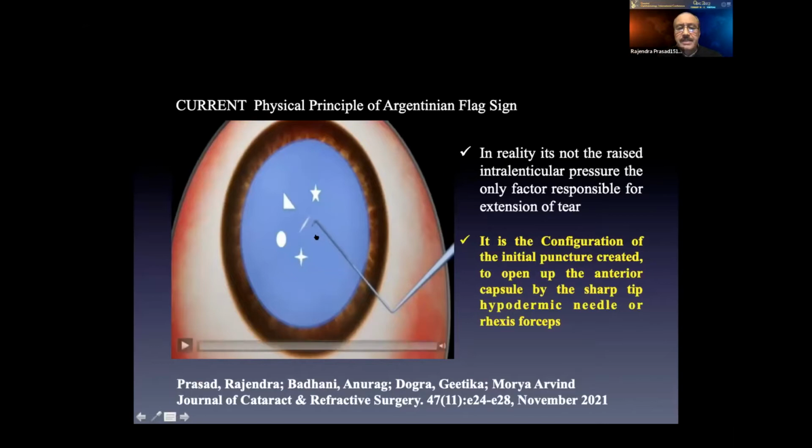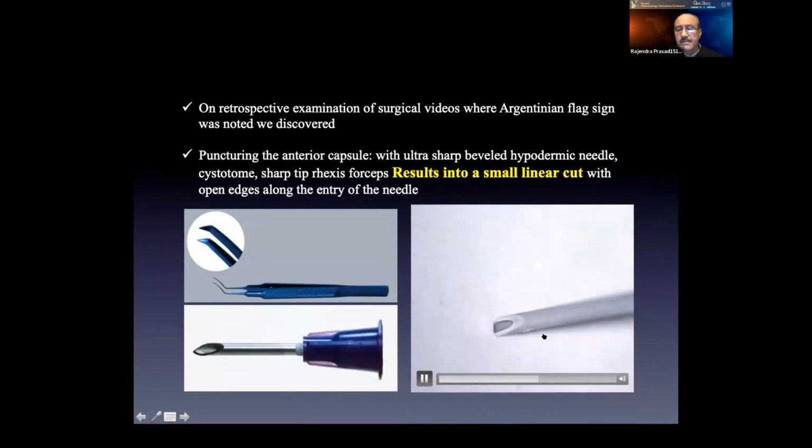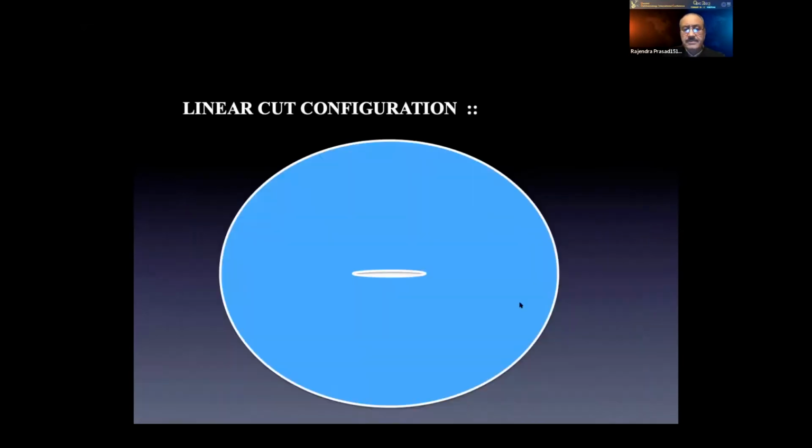Like when we open up the anterior capsule to start the capsulorhexis, or when we push the needle into the anterior capsule for the aspiration. So this is the configuration of the anterior capsular tear which we initiate on the anterior capsule, which is the most important factor for the extension of the capsular tear. And as you can see here, if we are using the Raxis forceps, sharp forceps, or a hypodermic needle, when you puncture the anterior capsule, we are actually creating a linear cut on the anterior capsule, whether it's a hypodermic needle or the capsulorhexis forceps. Now, this is the kind of linear cut we produce.